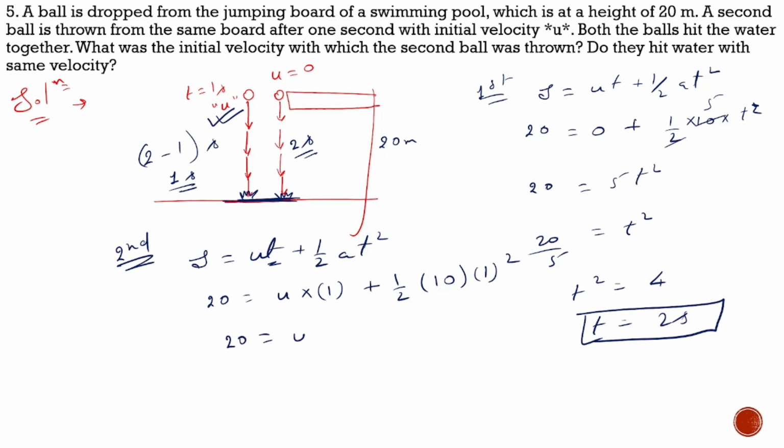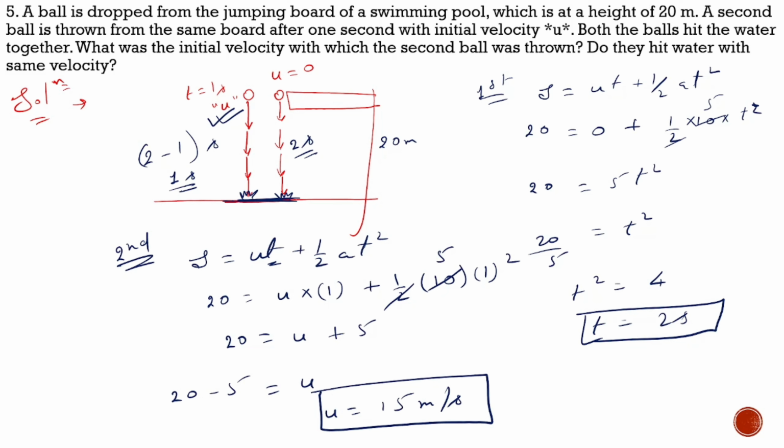So 20 will be equal to u plus 2 5s are 10, u plus 5. So u will be equal to 20 minus 5, that is u equal to 15 meter per second. So the initial velocity that was given to the second ball was 15 meter per second. Again the question was, what was the initial velocity with which the second ball was thrown? It was 15 meter per second. Second, do they hit water with the same velocity?